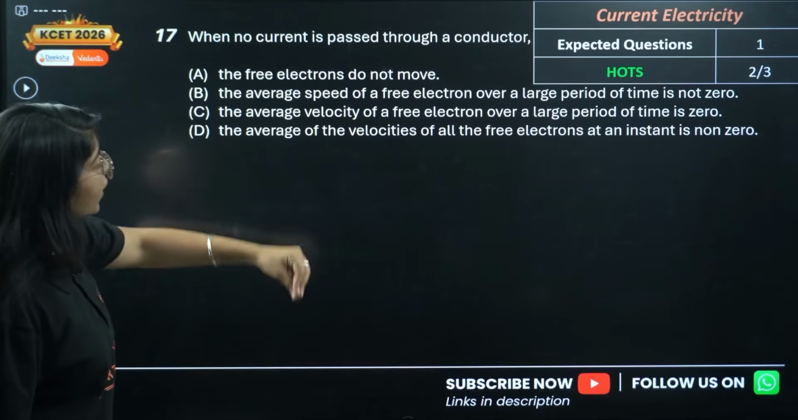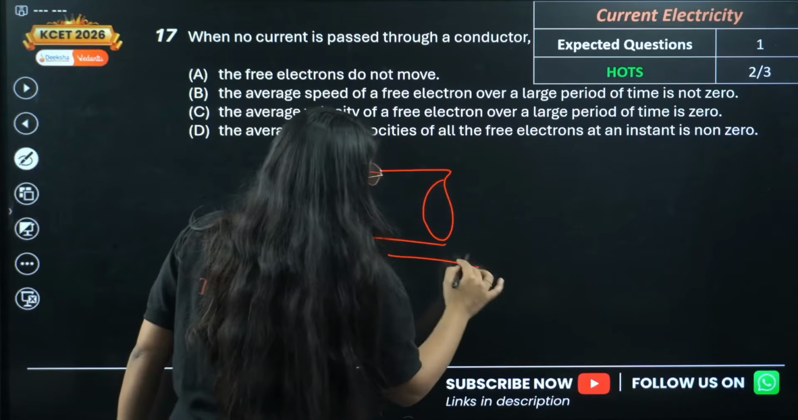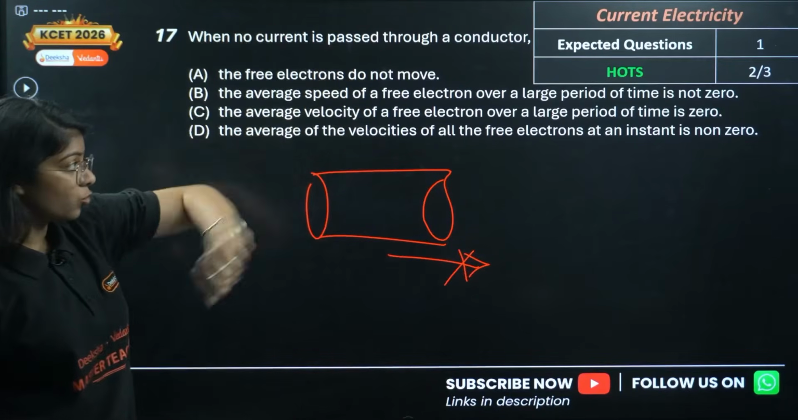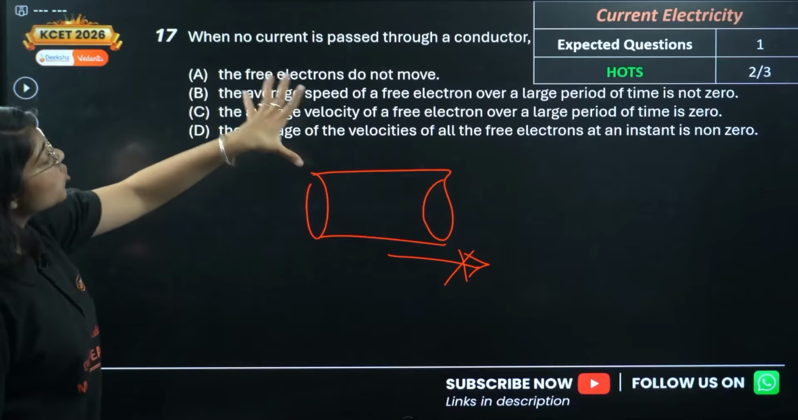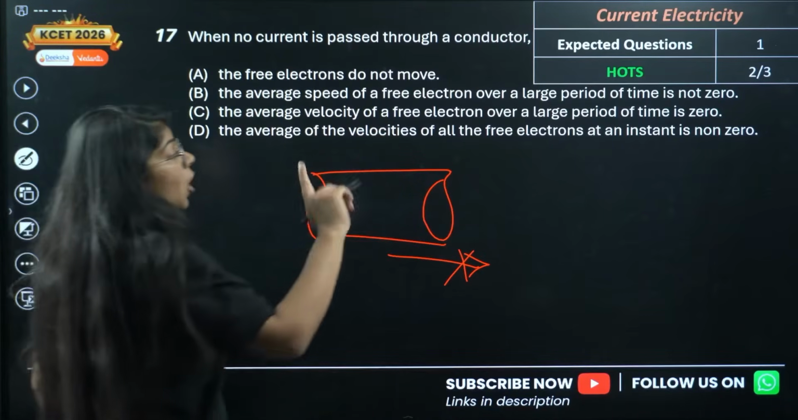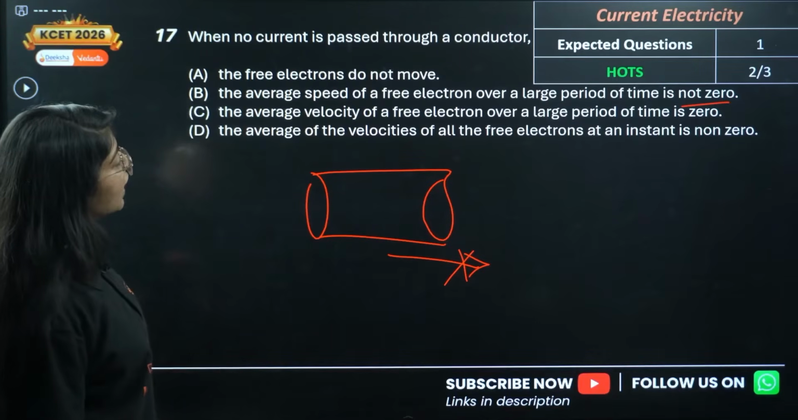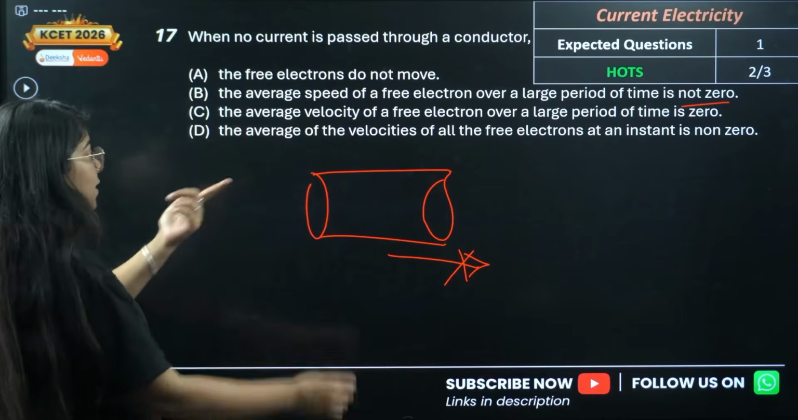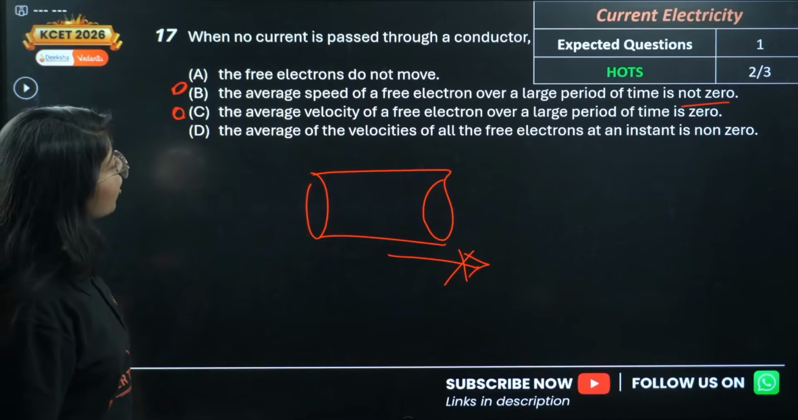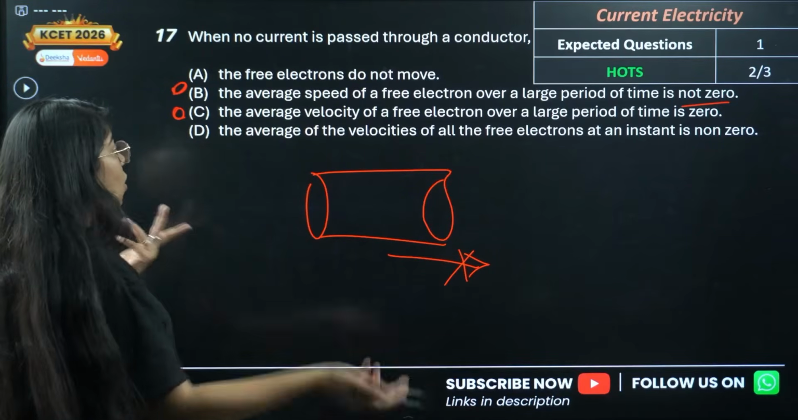When no current is passed, there is a conductor, but no current is passing through it. So, what will happen? The free electrons do not move, or the average speed of a free electron over a large period of time is not 0. It's not 0. The average velocity of the free electron over a large period of time is 0. So, either this is correct or this is correct. The average of the velocities of all the free electrons at any instant is non-zero.